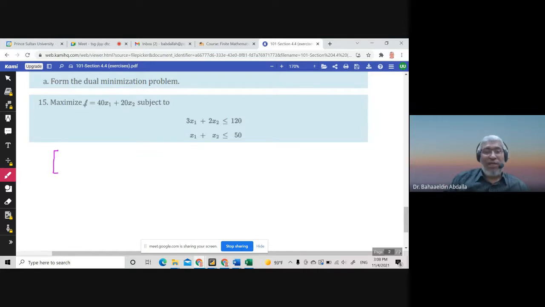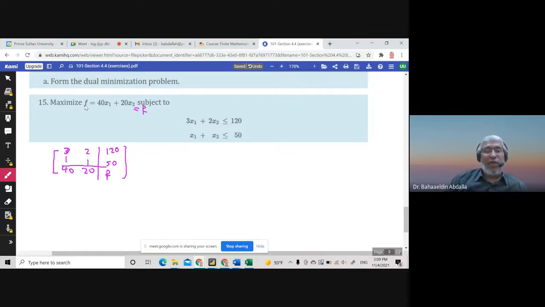So I'll start as usual by writing the coefficients of x1 this time. And remember, this is a maximization problem in the standard form, so it has to be less than or equal to. So 3, 1, and 40 is the coefficient of x1 in the objective function. 2, 1, and 20 is the coefficient of x2 in the objective function. And here I have the right hand side. I have 120 and 50, and f now is the function written in the right hand side.